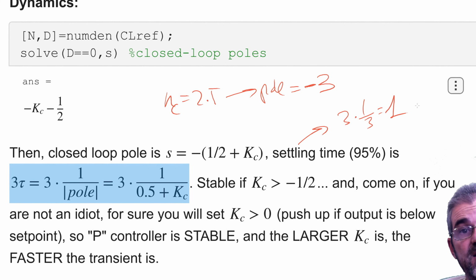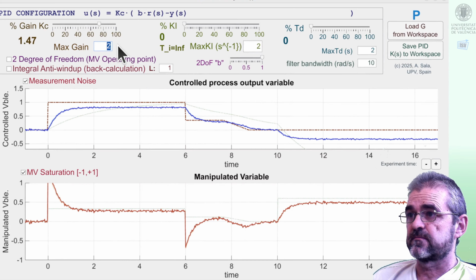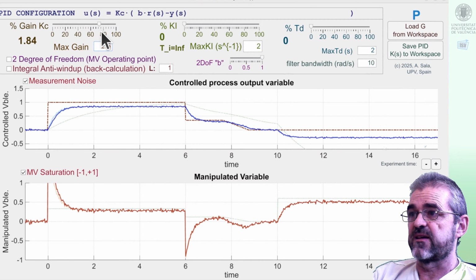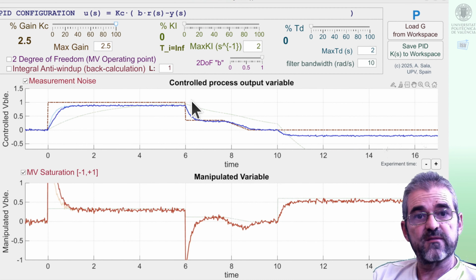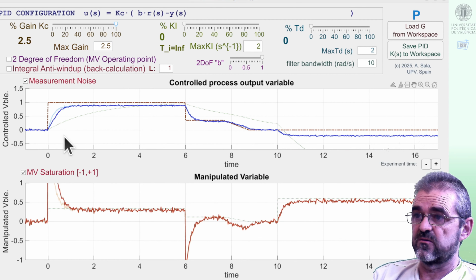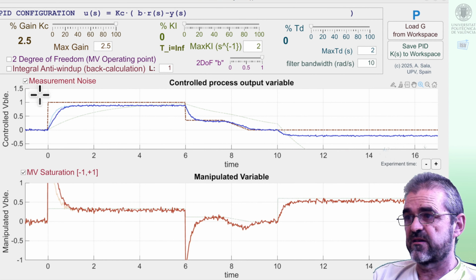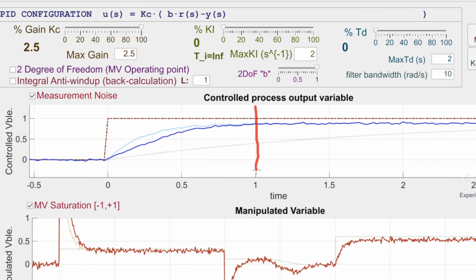So let us check that in simulation. My maximum gain will be 2.5 and I move it up to that maximum gain, and then we can see that indeed, if we zoom in on the set point response, roughly everything happens in 1 second, or 95% of everything from theory.